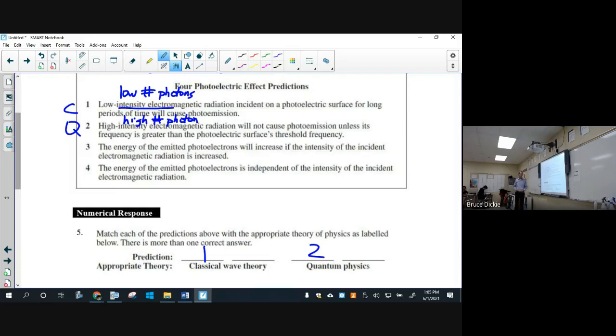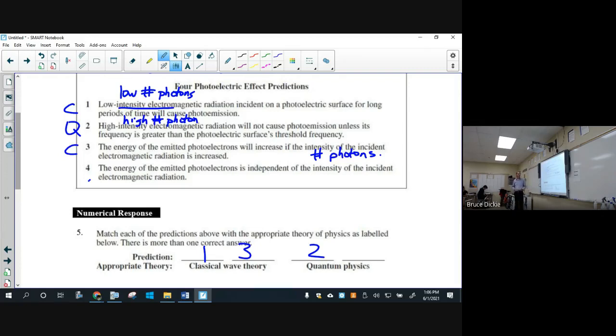The energy of the emitted electrons will increase if the intensity or the number of photons of the EMR increases. The energy of each electron will increase if you have more photons. Is that true? No. The energy of the electron and the number of photons is irrelevant. Number of photons goes with number of electrons. The energy of photons or the frequency of photons goes with the energy of electrons. So that's an incorrect statement. We will say that that's classical theory. That must mean that this is quantum, but let's just double check it.